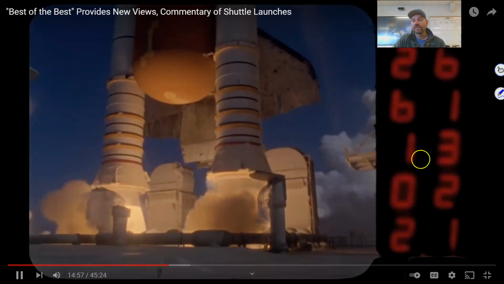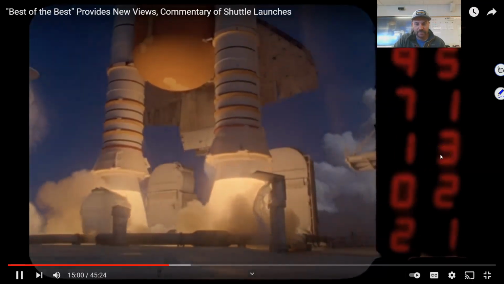So I find these pictures, where 1 second has elapsed, to be second to none in all of the launch imagery that's been taken.